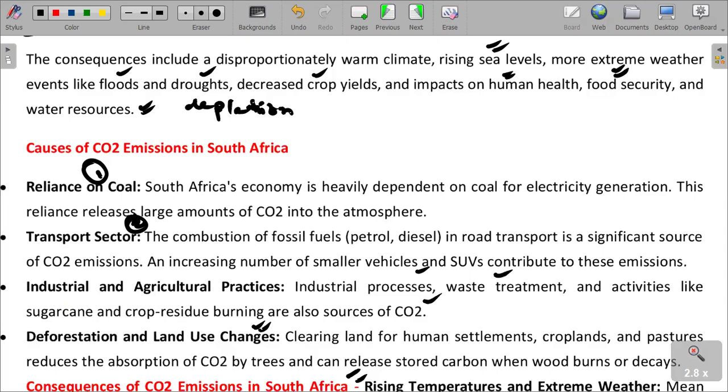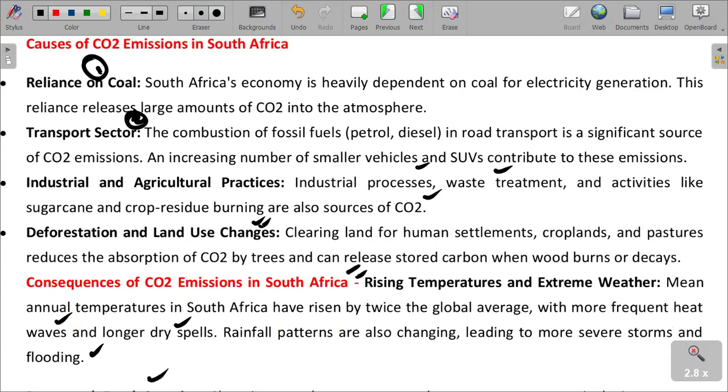So, causes of carbon dioxide emissions in South Africa, this is just a summary of the points I've just explained above. The reliance on coal as a source of energy, the transport sector, the industrial and agricultural practices, which also include waste treatment, sugarcane and crop residue burning, releasing carbon dioxide, deforestation, and land use changes. Land use changes result in clearing of land masses, specifically for human settlement, croplands and pastures, which reduce the absorption of carbon dioxide by trees and can release stored carbon when wood burns or decays.